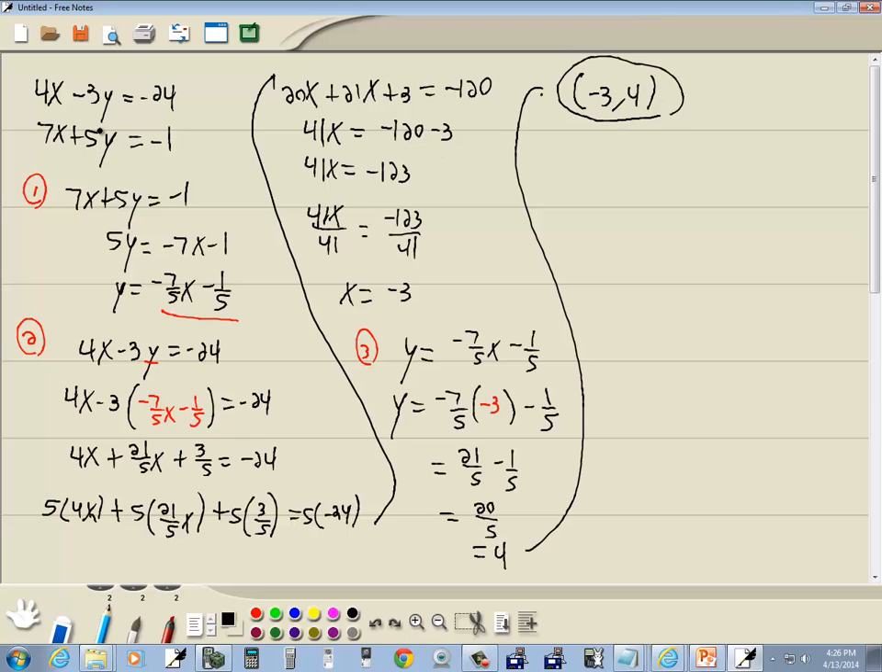Now let's use a calculator to do this. This is already in perfect form. See how all the variables are over on one side and the constant, the number terms, are on the right side? The x's are lined up in the same column, the y's are lined up in the same column, and the numbers are lined up. So that's perfect. We're going to write down the matrix that goes along with that. We'll drop our x's, y's, and equals, keep the numbers in their signs. So I got 4, negative 3, negative 24, 7, 5, negative 1. This is a 2 by 3.